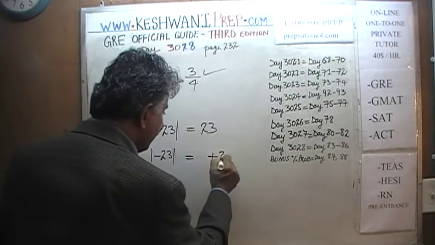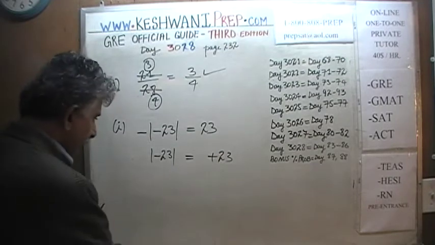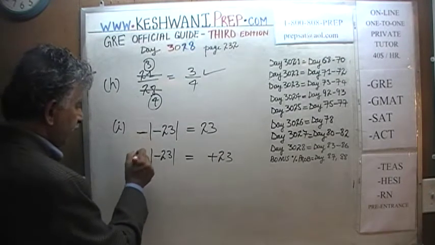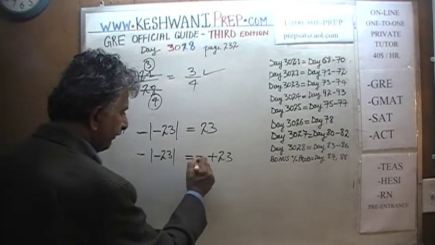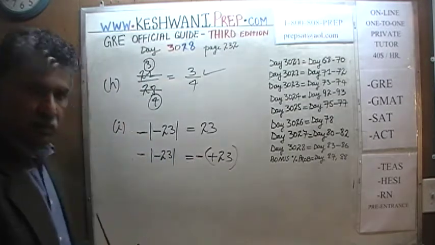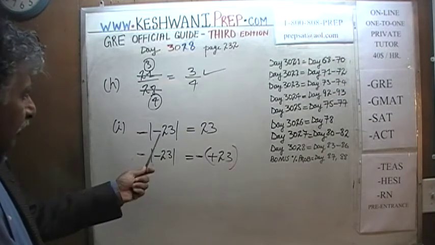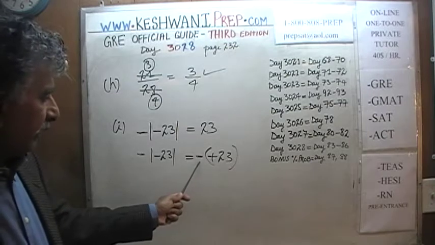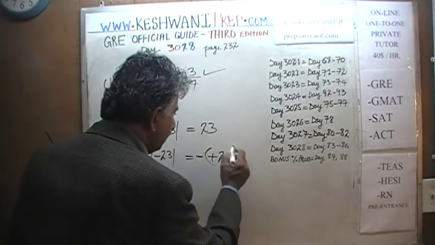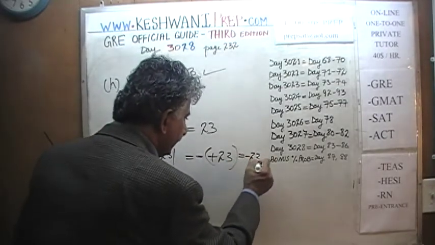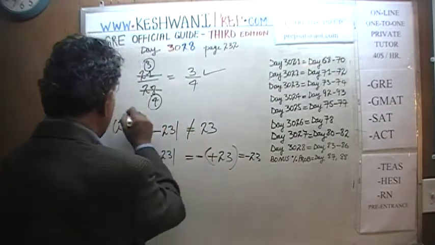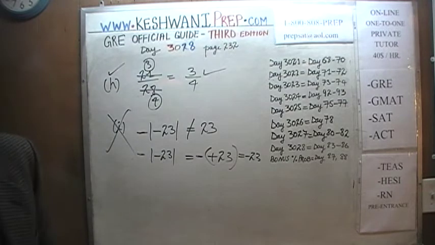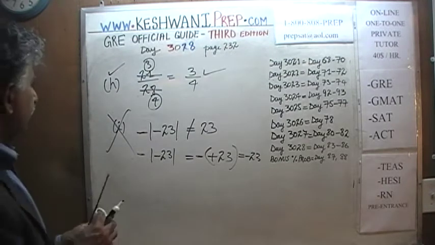Absolute value of negative 23 is positive 23. And then if you insert a negative sign in front of it, it becomes like this, in which case we're talking about the negative of the absolute value of negative 23. The absolute value of negative 23 is positive 23, and we have a negative sign in front of it, which equals negative 23, not positive 23. This is not correct. I is wrong. H was correct. I is not a valid statement. Let's go to J.